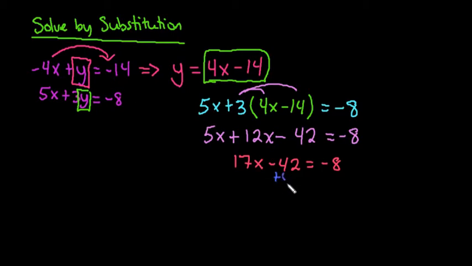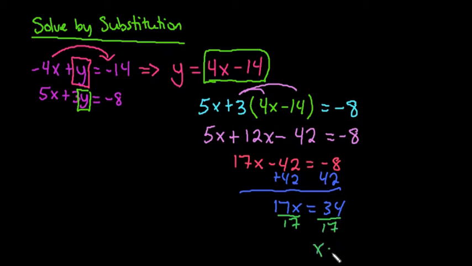Add the 42 to both sides. Since they're different signs, we would just subtract. 42 minus 8 gives us 34. And so we can see that if I divide both sides by 17, x equals 2. Remember that when you get to this point, don't automatically assume that you're finished because you got an answer. Remember that you are looking for two things.